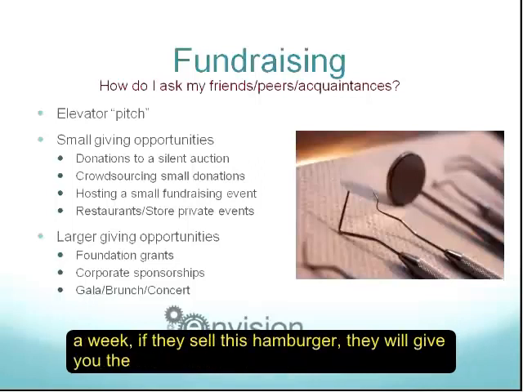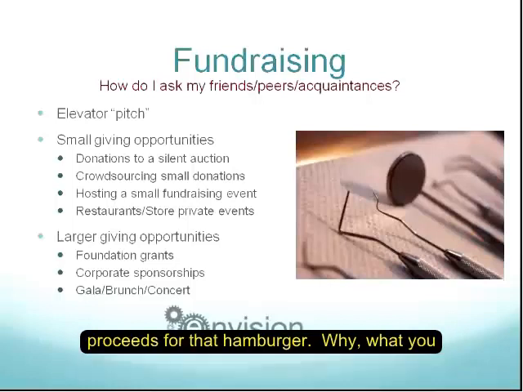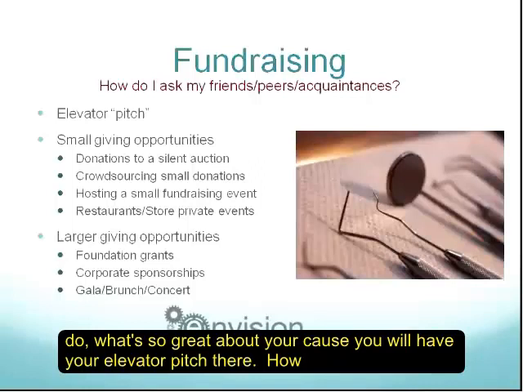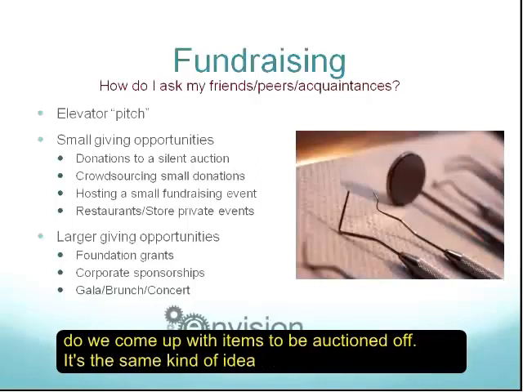Ask them if, for a week, if they sell this hamburger, that they'll give you the proceeds for that hamburger, or whatever it is. Those are ways that you can get small giving opportunities. And then hopefully at that point, people will ask you why, what you do, what's so great about your cause. You'll have your elevator pitch right there.